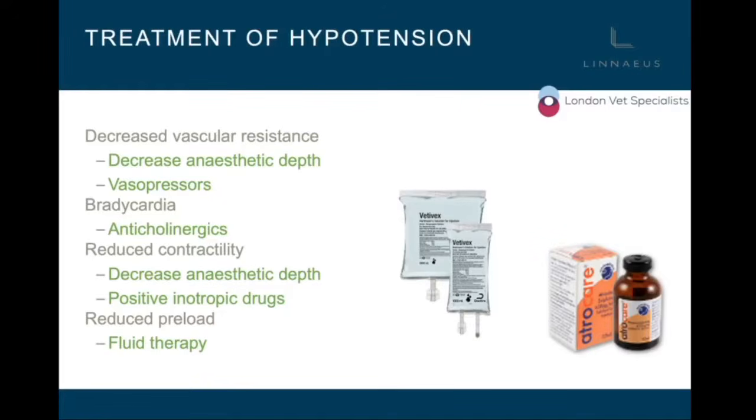So yes, this is just to recap what I was saying there. First of all, decrease anaesthetic depth if possible. Treat any bradycardia with anticholinergics. If you suspect that the heart is not contracting very well, maybe the animal has a history of DCM, so dilated cardiomyopathy, which is a disease of systole, then you can give supportive drugs such as dobutamine, perhaps, which is a positive inotrope. And if you suspect that they have a reduced preload, then a fluid bolus might be indicated.